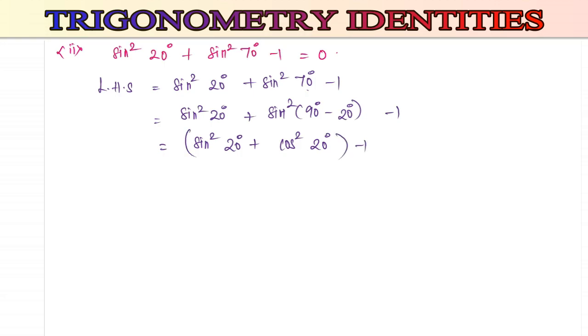So here sin square a plus cos square a, the value is 1. So we will get 1 minus 1. 1 minus 1, the value is 0. It is RHS. Hence it is proved.